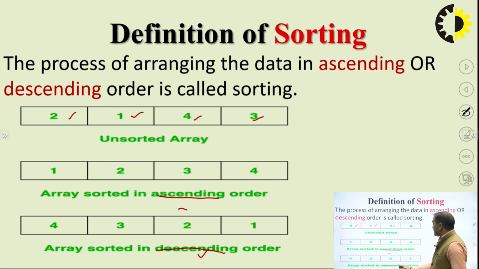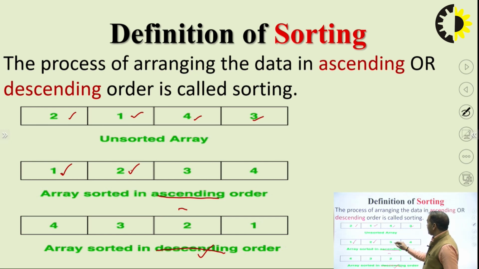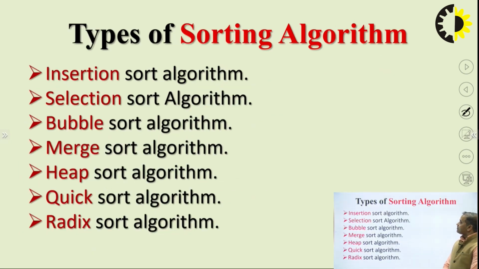In case of ascending order, we have to take the smallest element first, then the next larger element, and so on up to the largest element. In case of descending order, first we have to put the largest element first, then arrange accordingly. And the next is the types of sorting algorithm.